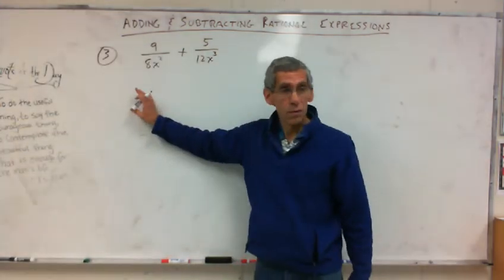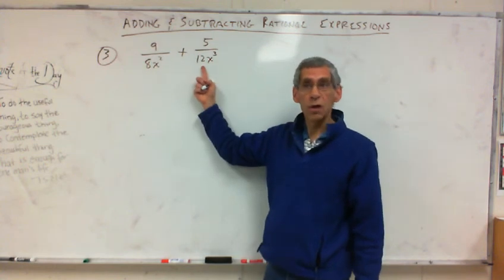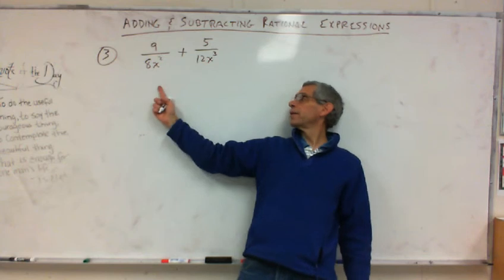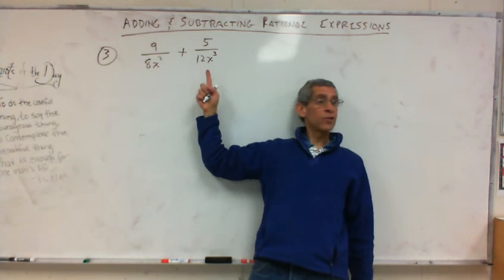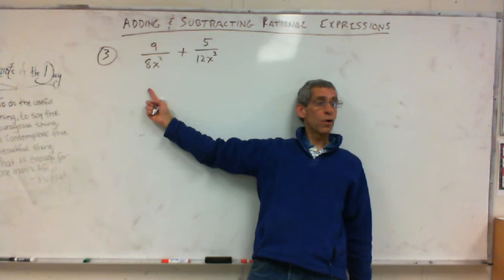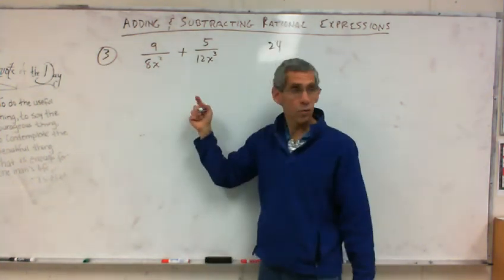So now here we go. Okay, does 8 go into 12? No. But 4 goes into both of them. Does 8 go into 12? No. Therefore, I'm going to start with the 12. 12 times 2 is 24. Does 8 go into 24? Yes. Okay, I know that 24 is going to be one of my lowest common denominators.